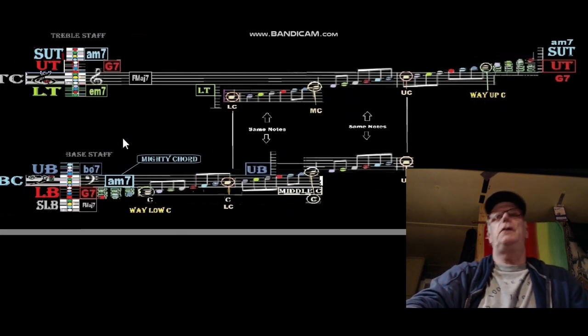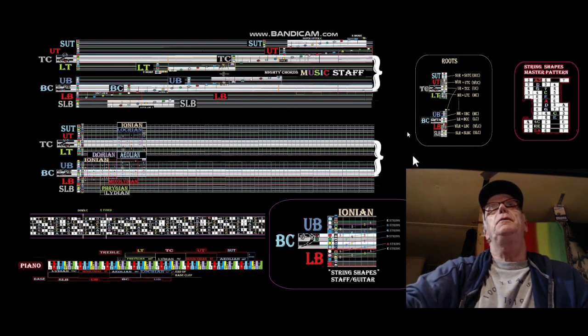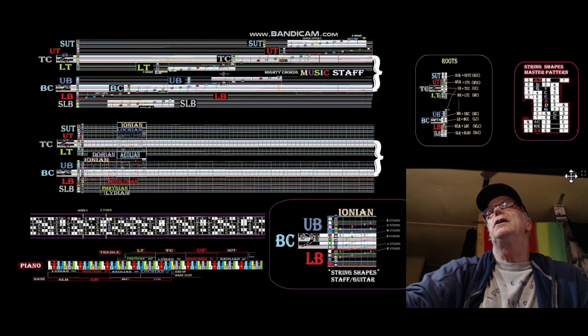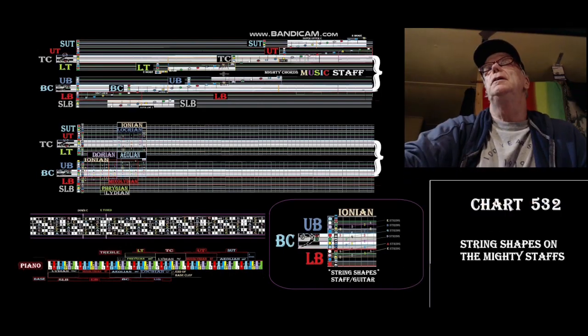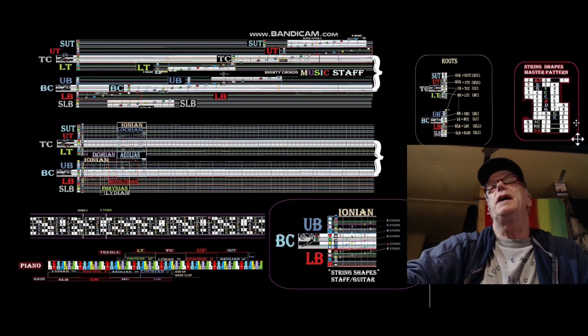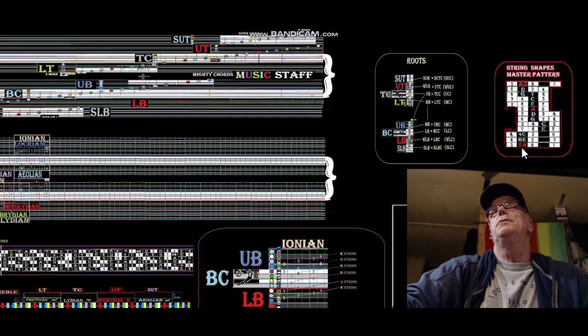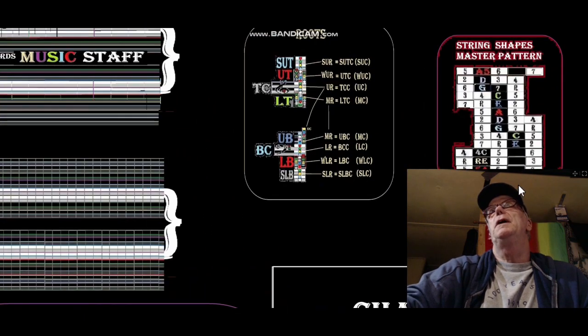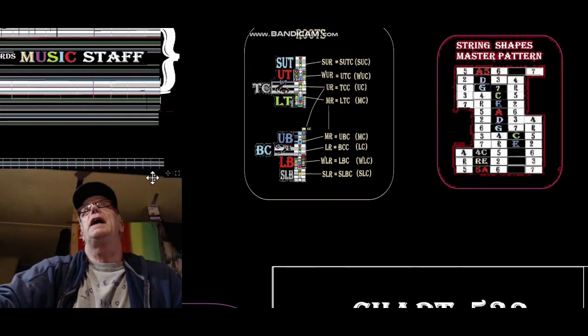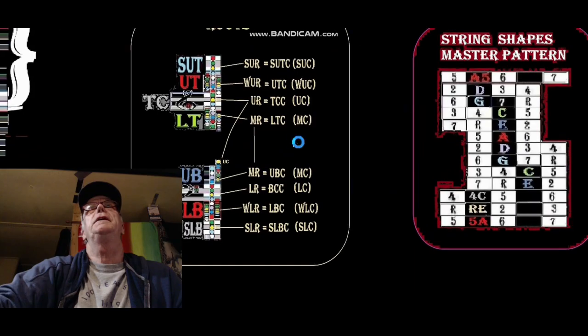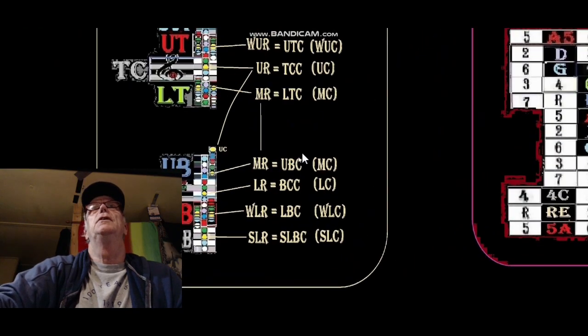So let's move on. Now in this next chart, we talk about string shapes on the mighty staffs. What are the string shapes? By the way, let's look at what we would call the roots. What are the roots?